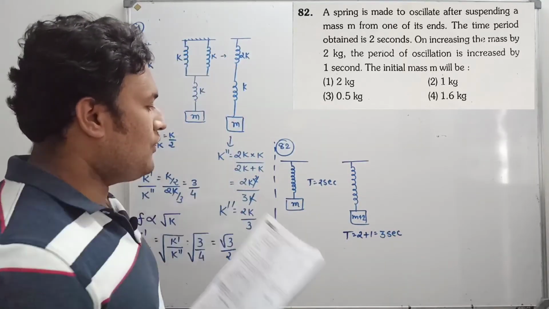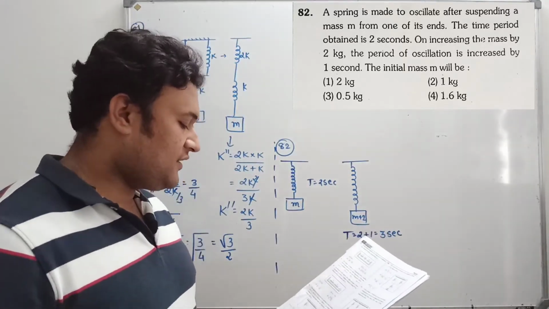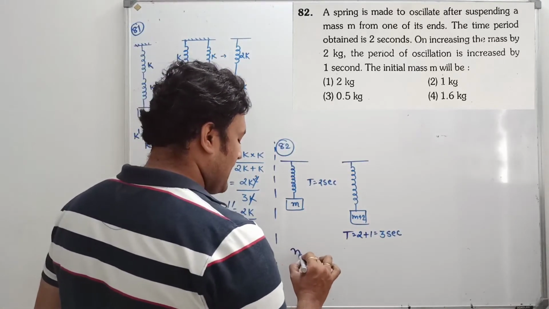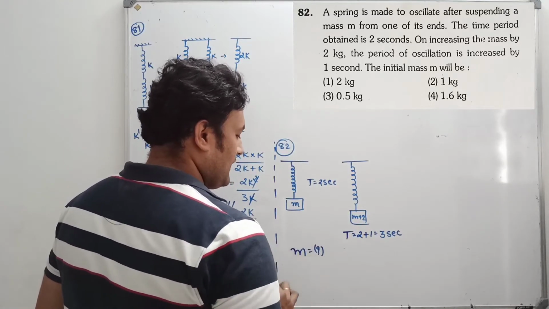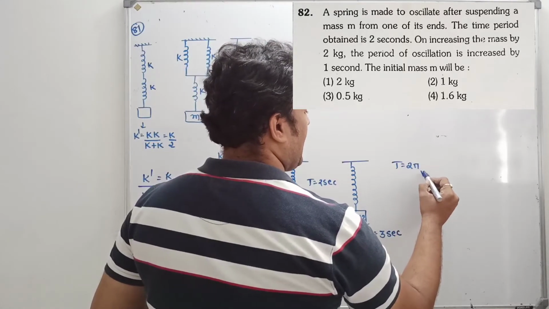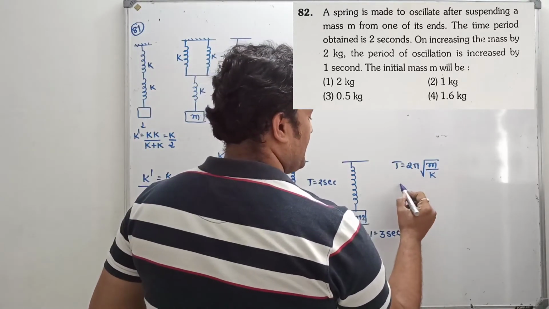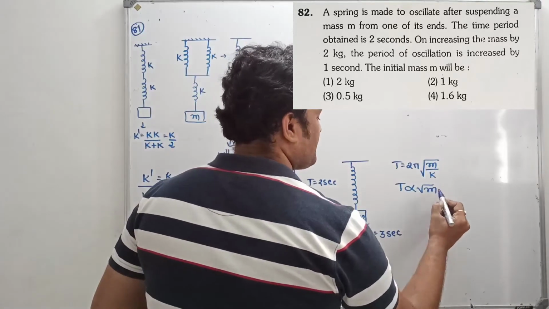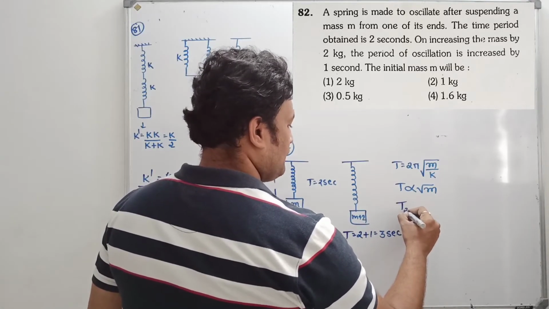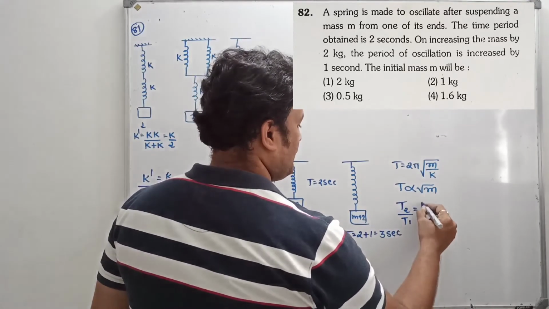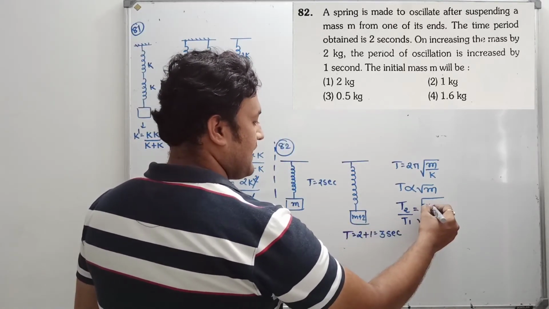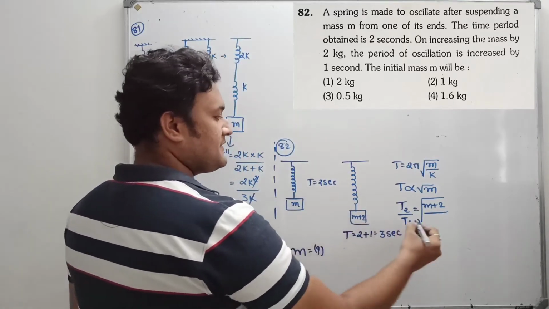So the period of oscillation is now 3 seconds. We have to find the initial mass m. The equation is t is equal to 2 pi under root m upon k. So here I use this condition, t proportional to root m. Very simple. So t2 upon t1 is equal to, in the second condition t2 is 3 seconds and the mass is m plus 2, divided by the mass m.